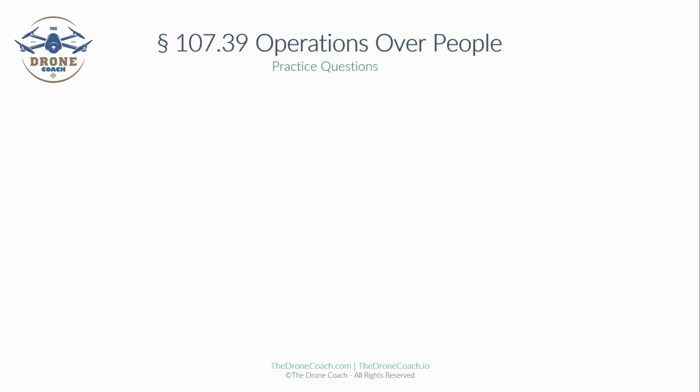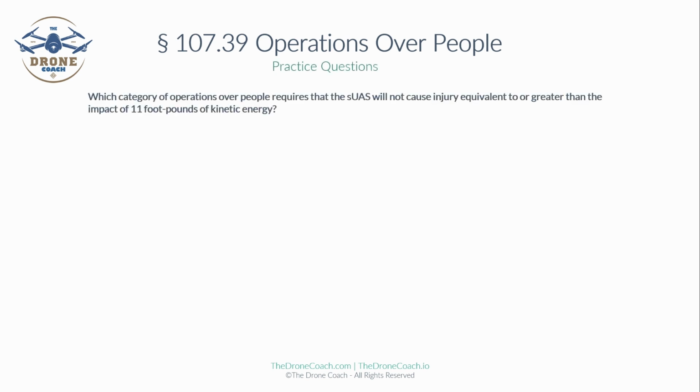All right, let's get into some practice questions. Which category of operations over people require that the drone will not cause injury equivalent to or greater than the impact of 11 foot-pounds of kinetic energy? It is not Category 1, and that would be Category 2. And it's not Category 4 either.